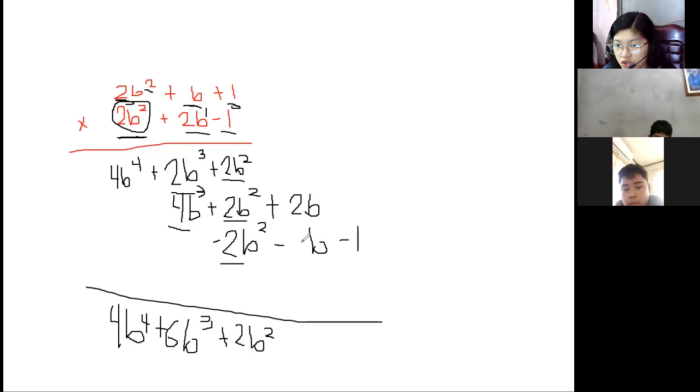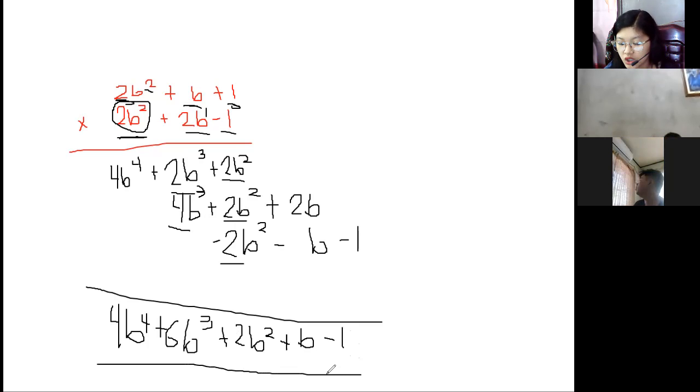Next, 2b minus b. So, automatic meron tayong 1 dito. So, 2 minus 1, that is 1 na lang. Tapos yung letter, we have b. Okay lang na wag na natin ilagay yung 1 dito kasi 'di ba kapag wala siyang number, merong invisible na 1. And dito sa pinaka-last, copy lang natin siya, negative 1. Okay? So the final answer is 4b raised to 4 plus 6b raised to 3 plus 2b squared plus b minus 1. Clear?